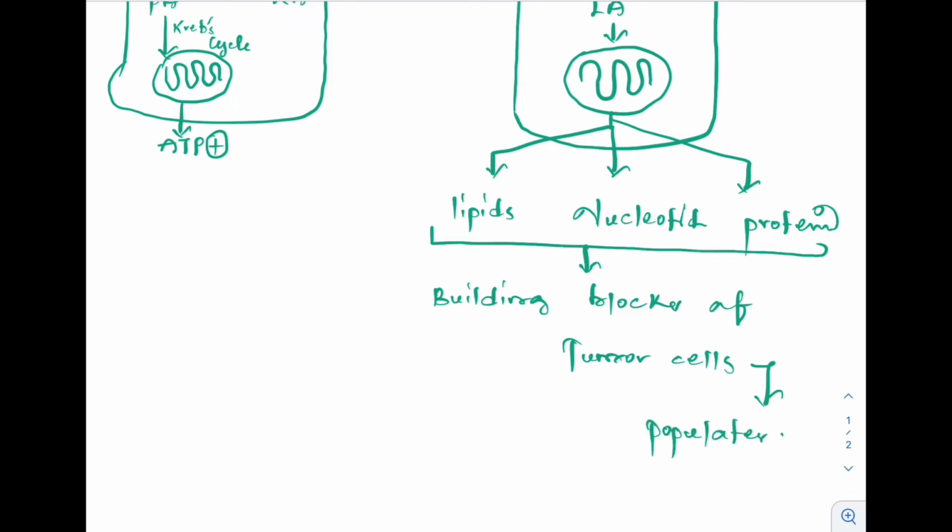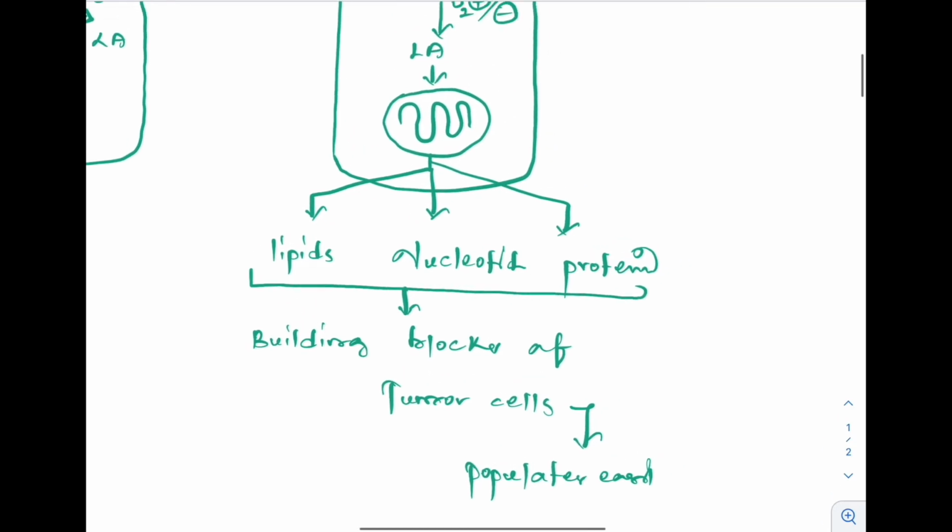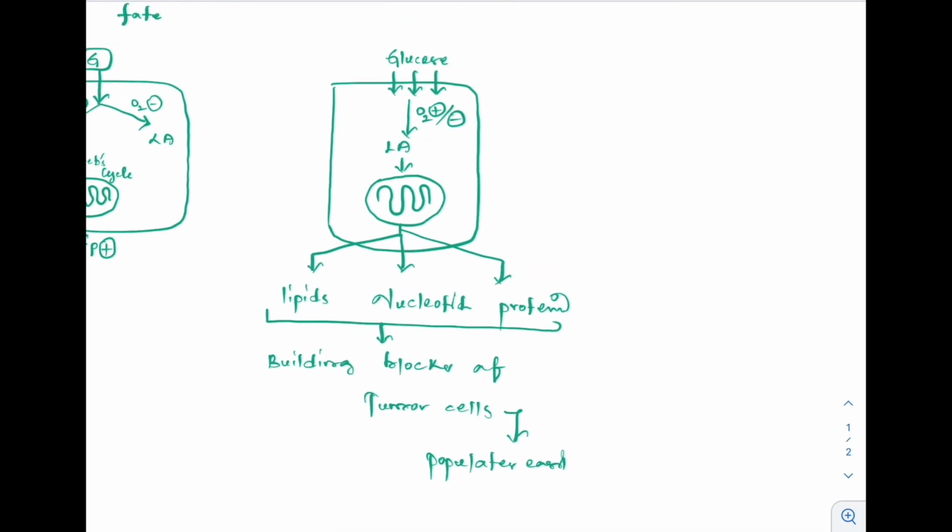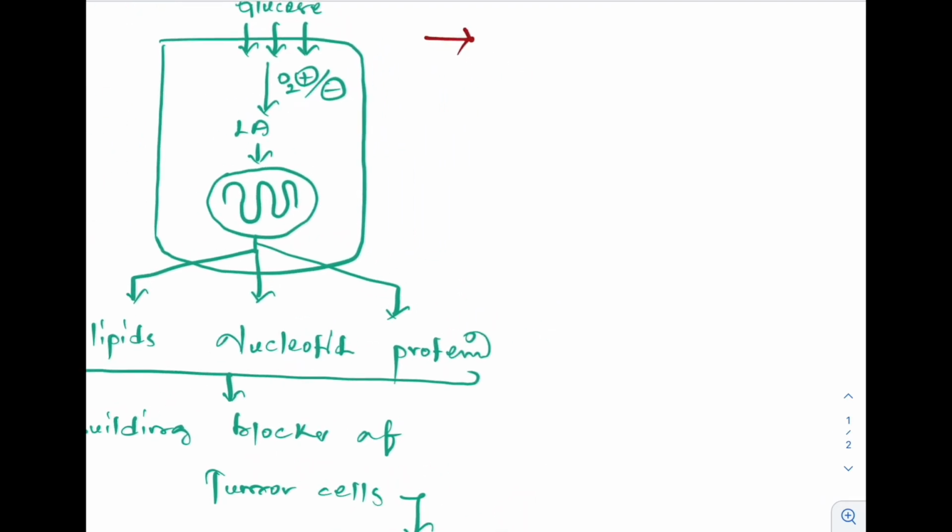So the glucose fate within the tumor cell, what we have discussed till now, is nothing but the Warburg effect. In simple terms, here the glucose is converted into lactic acid whether O2 is present or absent.